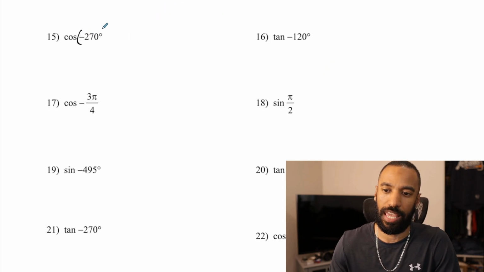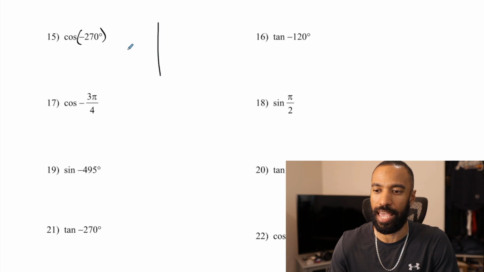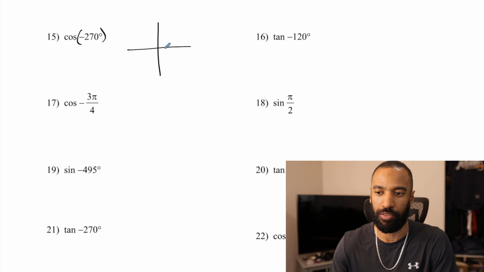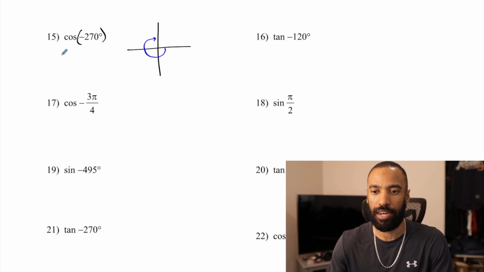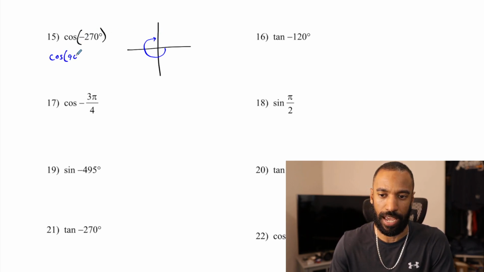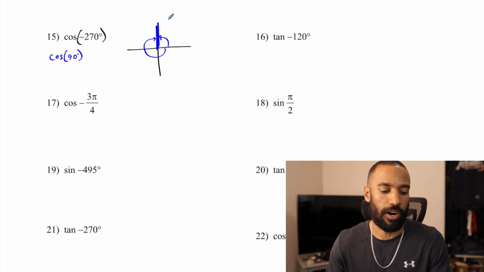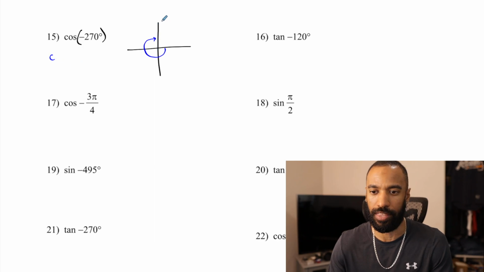All right, cosine of negative 270 degrees. For one, it's negative, which means we'll be going clockwise. For another, 270 is a multiple of 90. It's a quadrantal angle. 90, 180, 270. Now, cosine of negative 270 is the same as cosine of 90. I just want to make sure that you understand that it's the same as going just this way, 90 degrees. We're ending right here.